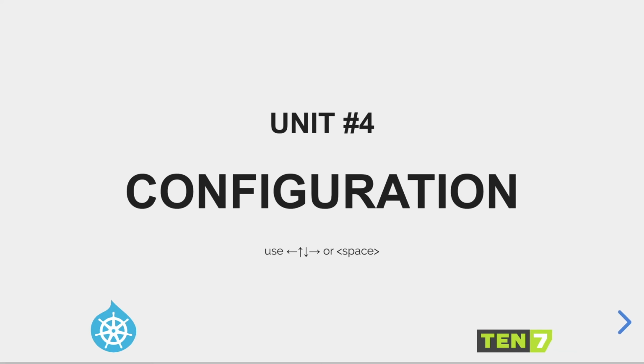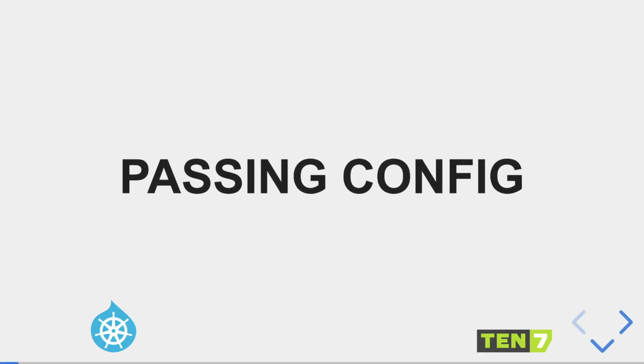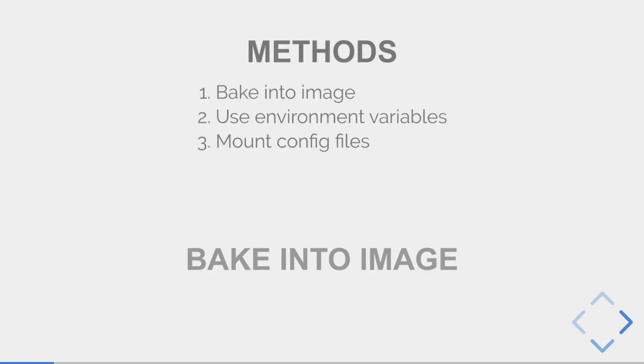Welcome back. This is going to be Unit 4 of the Hosting Drupal on Kubernetes class. This one's all about configuration. So there's a number of different things about passing configuration that we can do within a containerized environment. We could bake the configuration into an image, like the database name, the database user, the database password. We could use environment variables, or we could mount config files into individual containers inside of our pods. So let's look at each one of these.